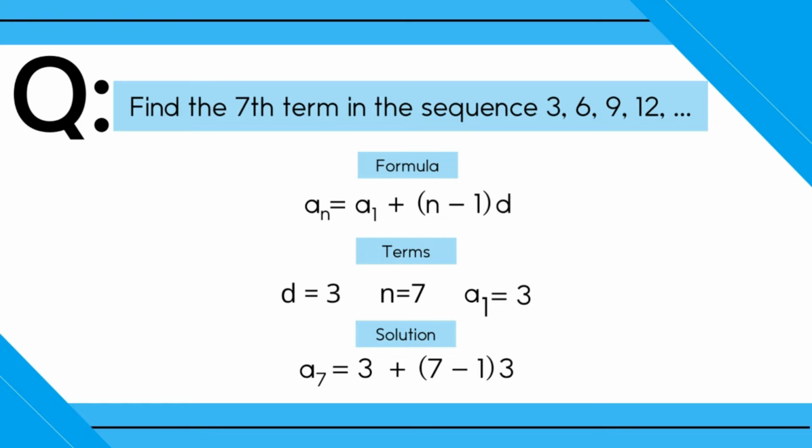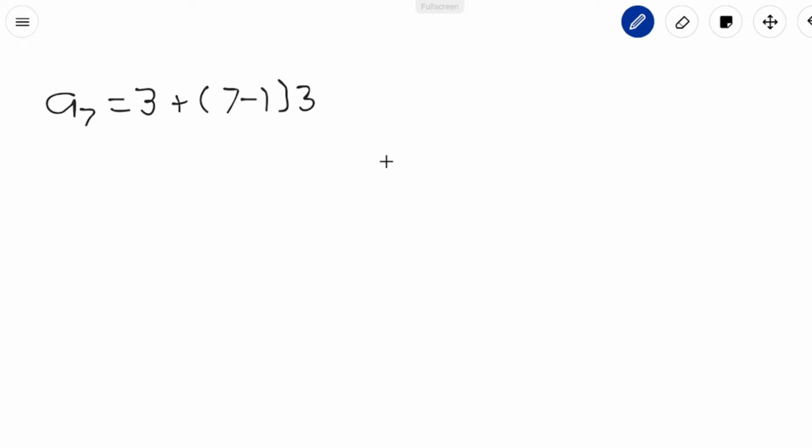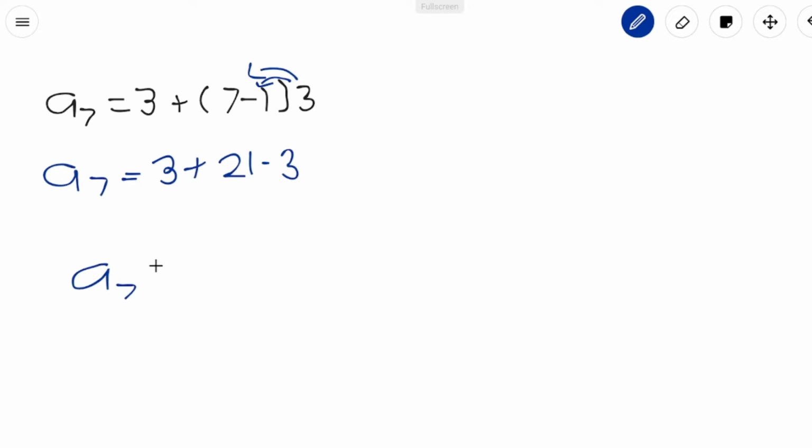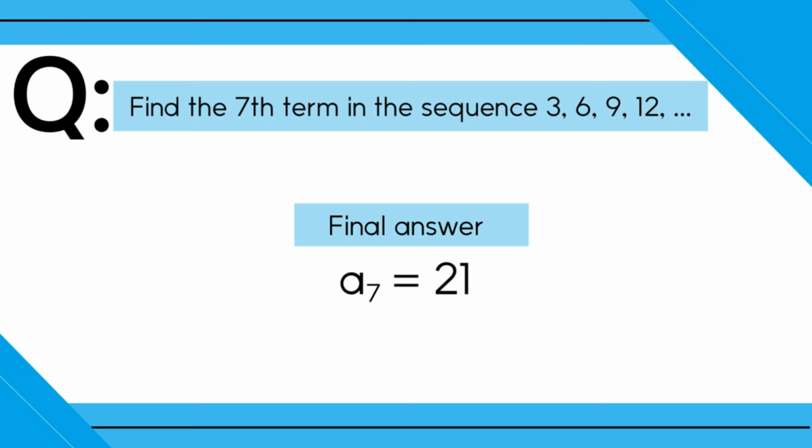Now that it's all set, we can solve it. To solve this problem, we first need to multiply 7 minus 1 by 3, and we will get 21 minus 3, since the sign is negative. Now we need to bring down these operations so we won't be confused. Over here, we can now add them from left to right: 3 plus 21 minus 3. Therefore, our final answer is 21.